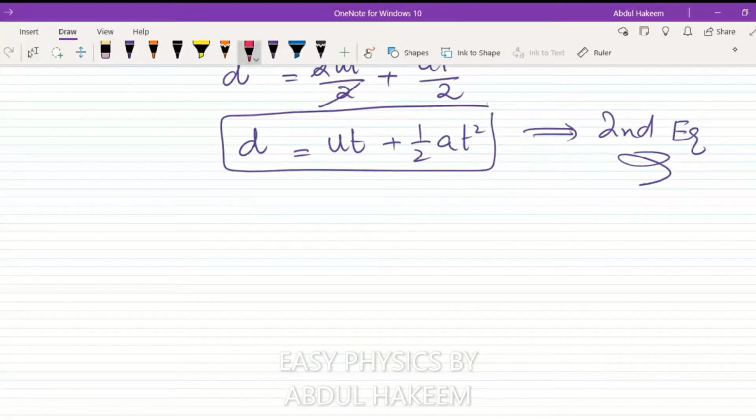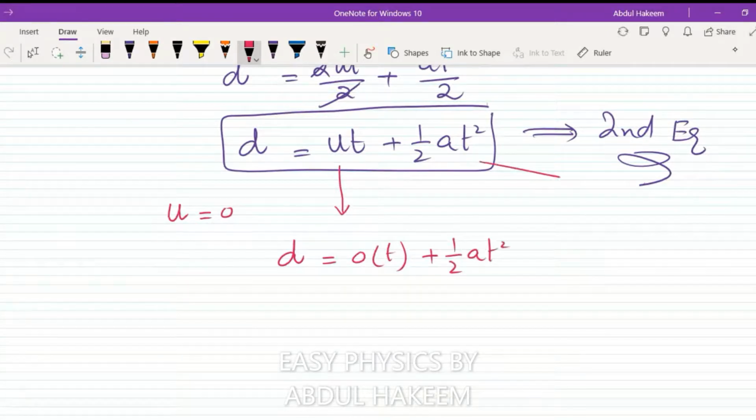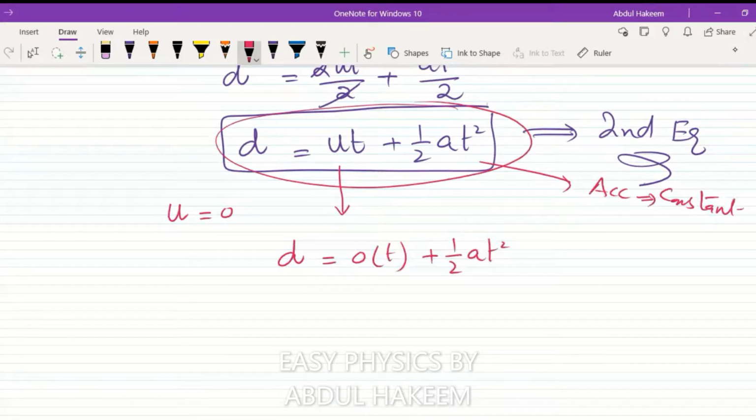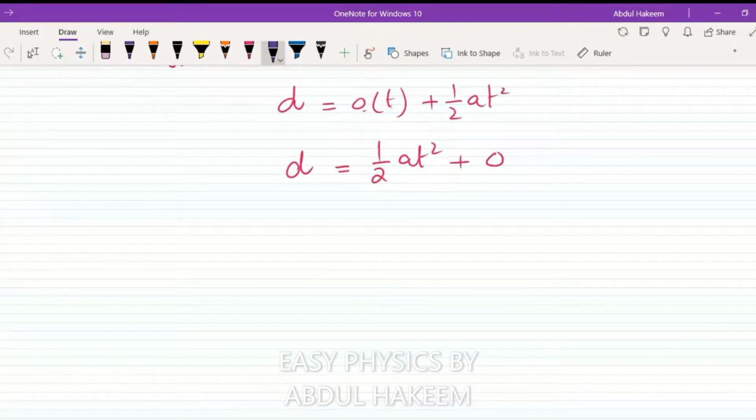Now, again, if the motion starts from rest, u is 0, then this equation is d is equal to 0 times t plus 1 by 2 at squared. And do remember, this is also valid only when acceleration is constant, otherwise useless. Now suppose u is 0, so this term drops. It can be written as d is equal to 1 by 2 at squared plus 0 times t. Again, the acceleration is constant, so 1 by 2 a is constant. So t squared is the variable, and the other variable is the distance.